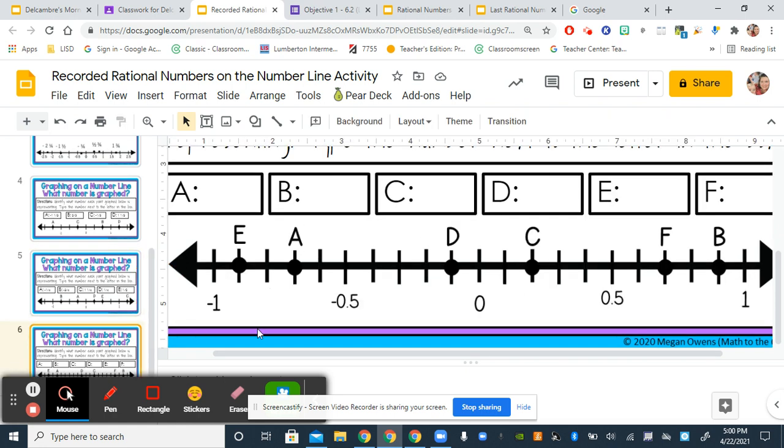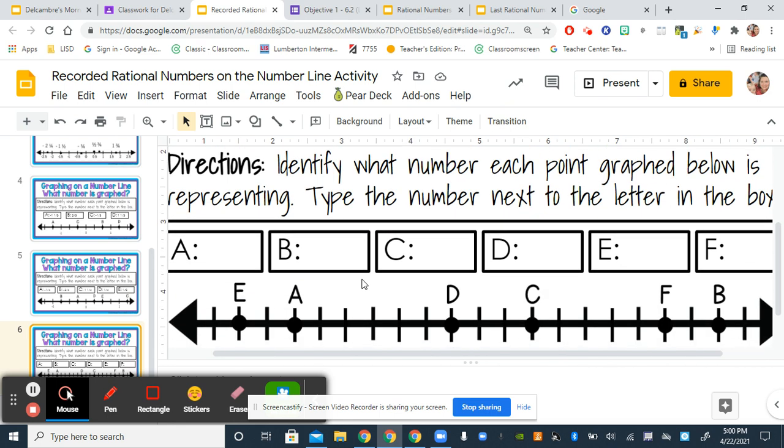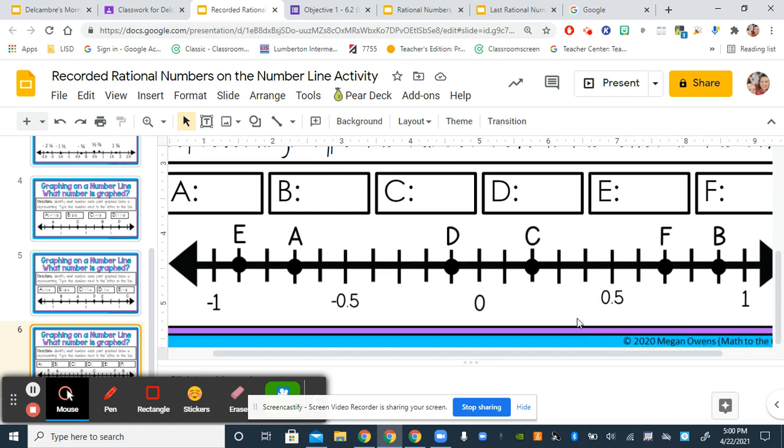Then looking at this last one that we have here. Identify what number each point graphed is representing. Type the number next to the letter in the box. Okay, so I'm going to scroll down a little bit. If I look, it goes again from 0 to 1, 0 to -1. Now let's count the spaces between. We have 1, 2, 3, 4, 5, 6, 7, 8, 9, 10. There's 10 spaces between, meaning this is broken into tenths.